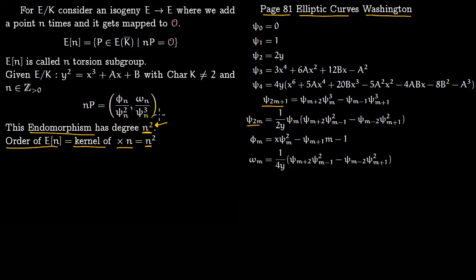And so since it is a separable map, the order of the kernel is precisely equal to the degree of the isogeny. So order of the kernel is equal to degree of the isogeny, and that's why we can see the order of this n-torsion subgroup is n squared.